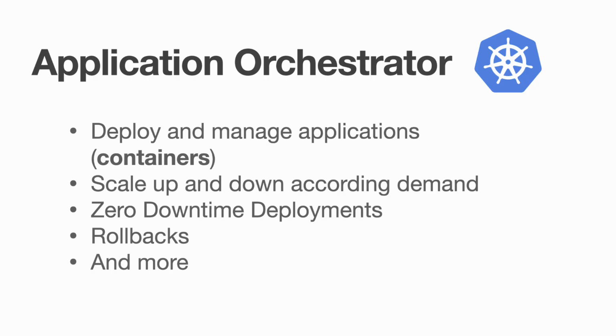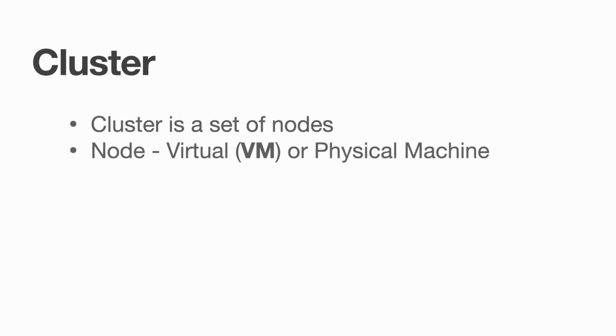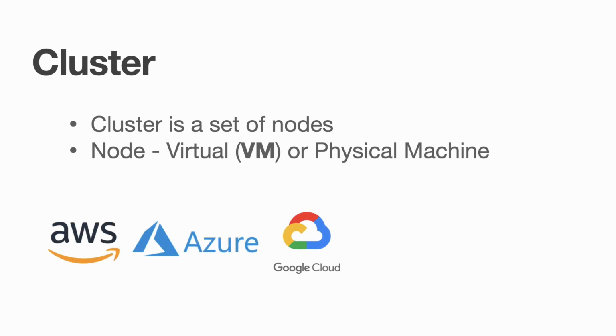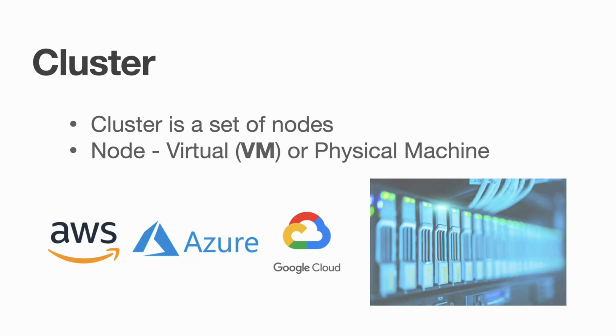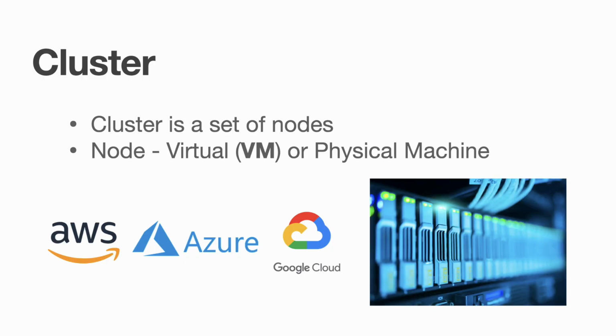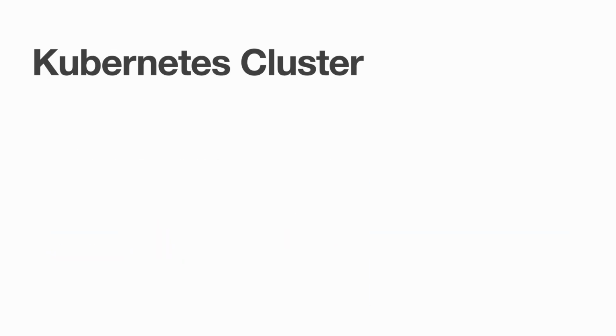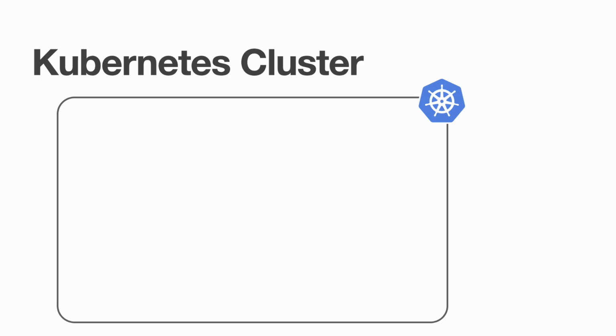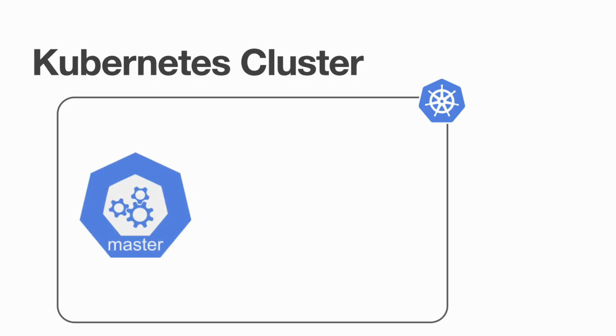Now, when we talk about Kubernetes, we need to first understand what a cluster is. So a cluster is a set of nodes, where a node can be a VM or a virtual machine, and these can be running on the cloud such as AWS, Azure, or Google Cloud, or even on premises. Now, when we talk about the Kubernetes cluster, we have to understand the difference between the master node and the worker node.